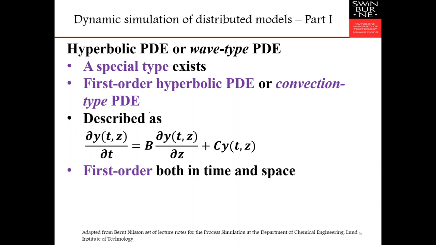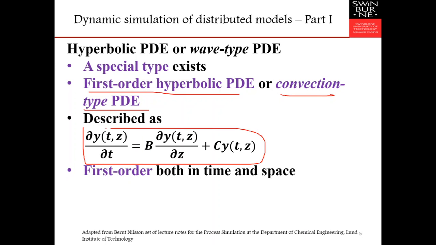And there is a special type of the hyperbolic PDE, which we call the first order hyperbolic PDE or the convection type PDE. It has this general form where it is first order with respect to time and first order with respect to space.